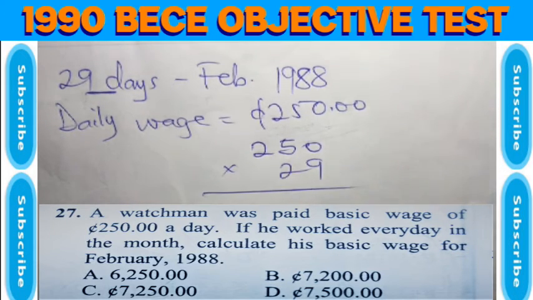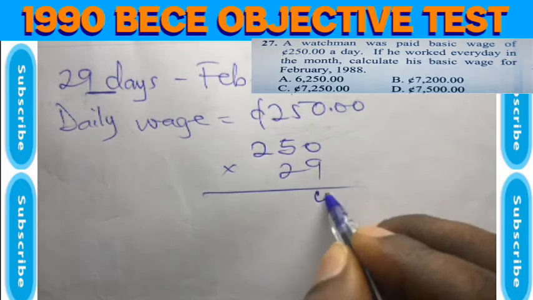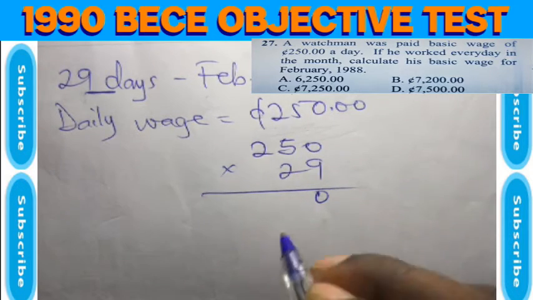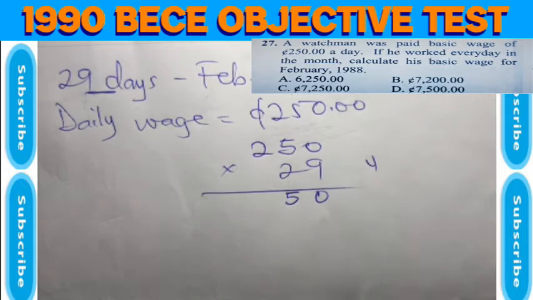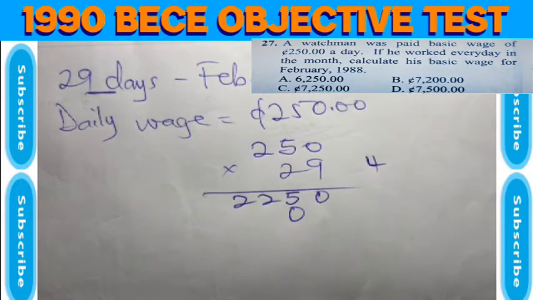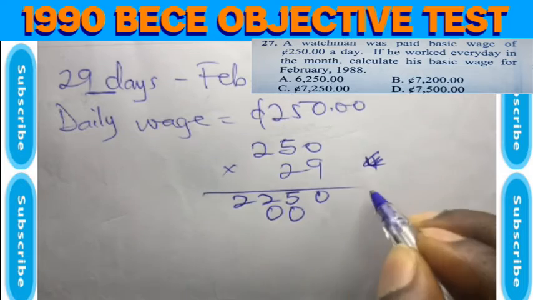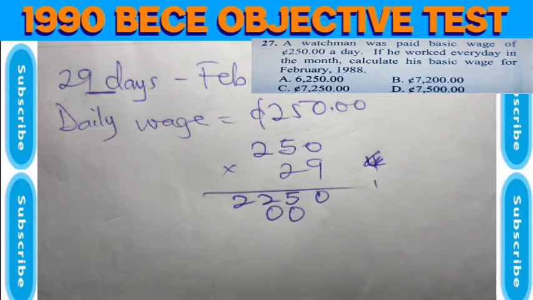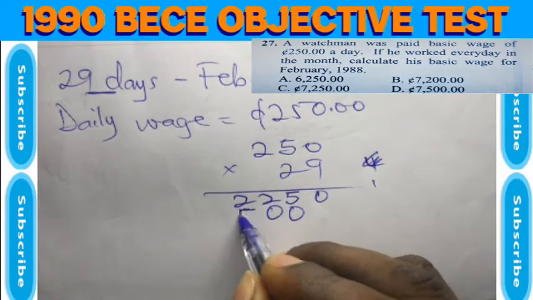We are multiplying vertically. So 9 multiplies 0, we have 0. 9 multiplies 5, we have 45. We write 5, remainder 4. Then 9 multiplies 2, we have 18. 18 plus 4 gives us 22. 2 multiplies 0, we have 0. 2 multiplies 5, we have 10. We write 0, remainder 1. 2 multiplies 2, we have 4. Plus 1, we have 5.